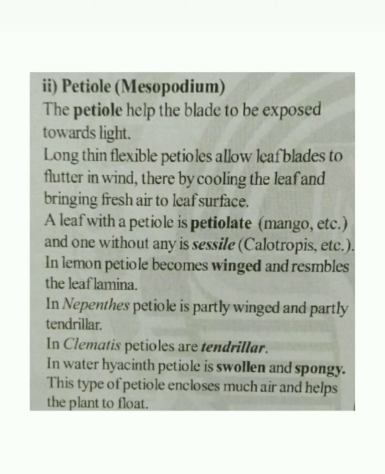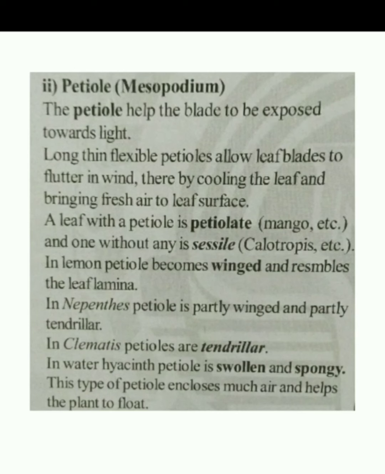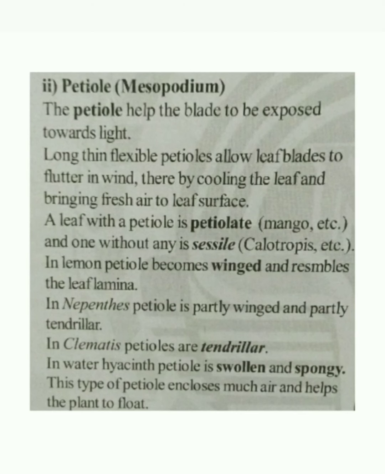Then we have Nepenthes. In Nepenthes, the petiole is partly winged and partly tendrillar. So a little bit of the petiole of Nepenthes looks like a wing, and the remaining part is curled. It is tendrillar. Then we have Clematis. In Clematis, petioles are tendrillar. Tendrillar is something like a curly shaped structure.